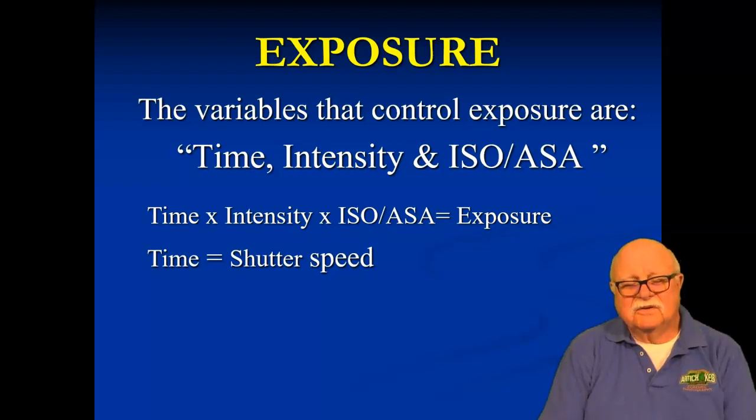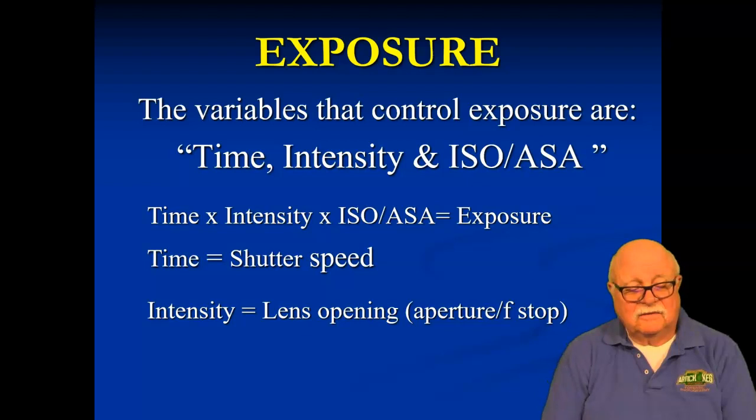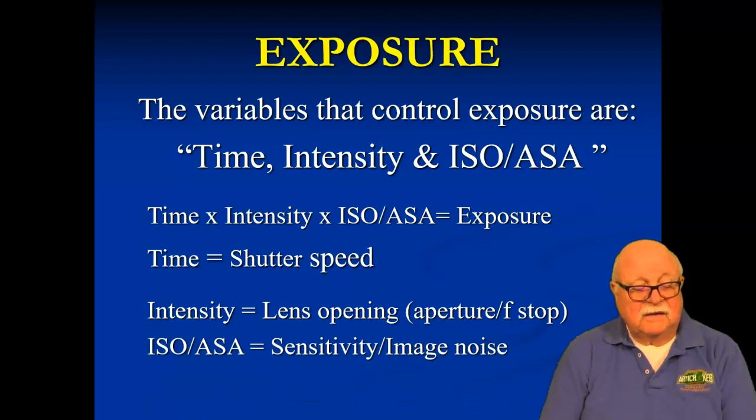Time is the shutter speed that you choose to capture your image at. Intensity is the opening or aperture that you choose to use to capture the image. And ISO or ASA is the sensitivity.